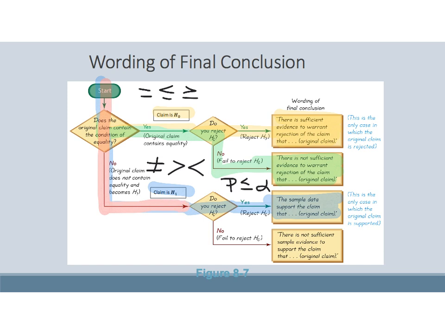So if my claim is the alternative and I fail to reject the null, it's your last choice here: There is not sufficient sample evidence to support the claim, whatever. And this is what happens when P is greater than alpha. So you do all these steps, you follow the flowchart, you get your conclusion off it, and that's your answer. That's what we're going to practice in Part B. That's what will be on your test.